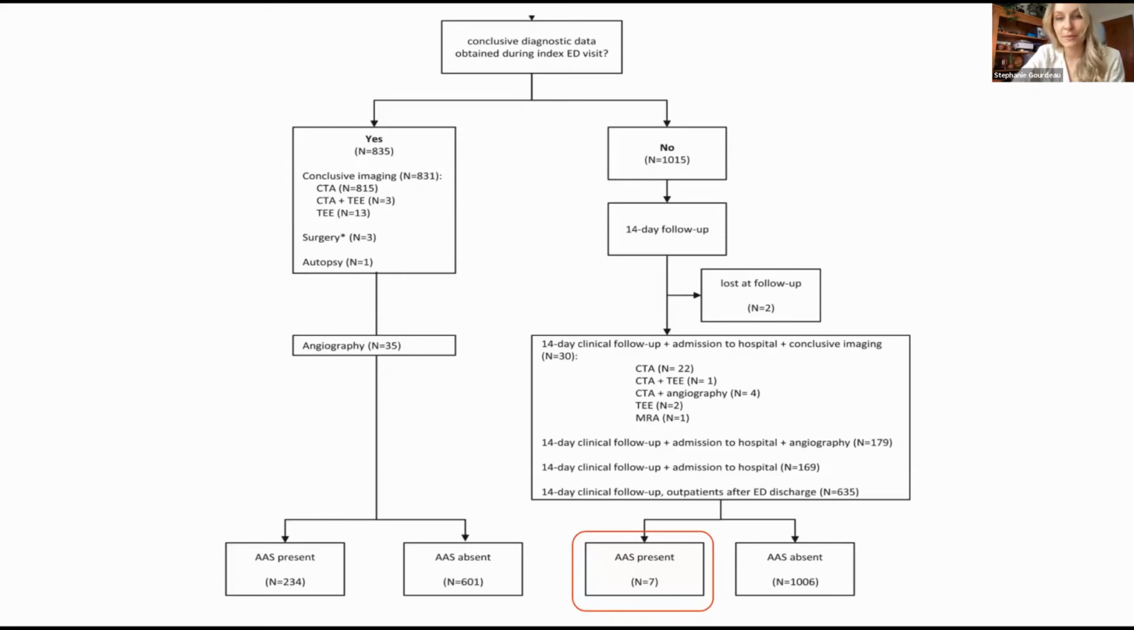Also, not all patients were imaged at the index visit, and only 48.7% of all patients enrolled in the study underwent conclusive diagnostic imaging. However, all patients who were not imaged did undergo a 14-day follow-up period, and given the morbidity and the mortality associated with acute aortic syndrome, most cases were probably caught during that follow-up period. There were 7 adjudicated cases of acute aortic syndrome during the follow-up period.